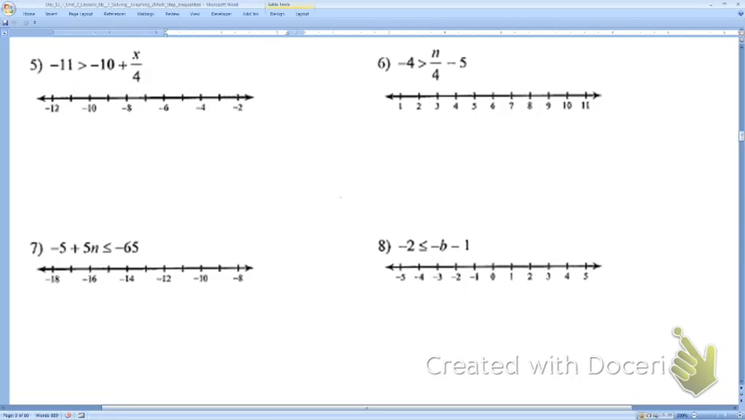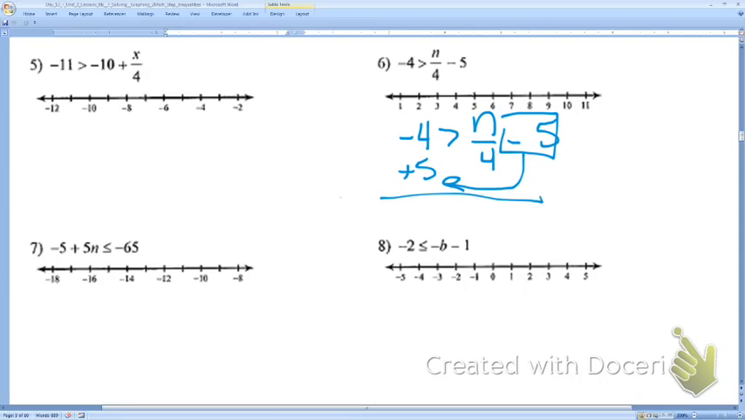You can rewind if you need to see that problem. I accidentally erased the whole thing. So copying down number 6, there it is. I need to move this 5, that's the constant that I need to move to the other side, so I write a plus 5. So I moved that term, combine my like terms. It's a positive 1 greater than n over 4. The 4 is my coefficient of n. It's being divided, so I need to multiply as the opposite.